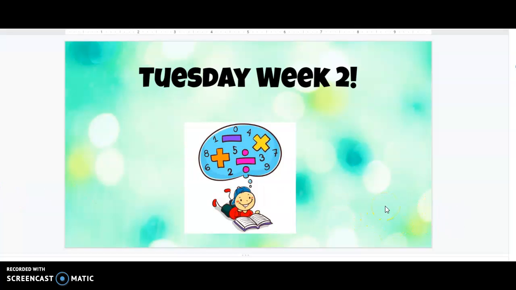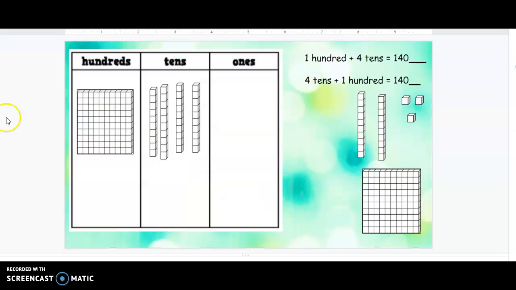Yesterday we talked about bundling groups of 10 to make 100. Today we're going to talk about how you can show that in more than one way. So let's look at this example.